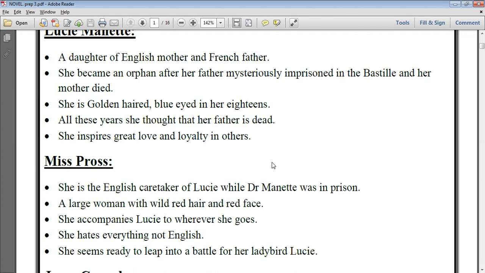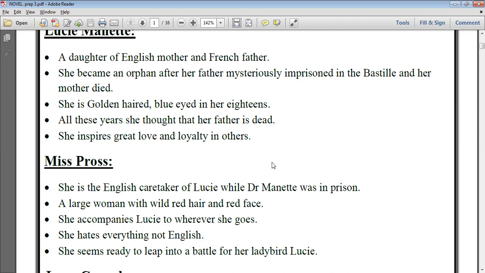Again, I'm talking about Miss Pross. She is the English caretaker. Of course, you know the meaning of caretaker. It's a person who takes care of people or old people, like a nurse. She is the English caretaker of Lucie while Dr. Manet was in prison. She is a large woman with wild red hair and a red face.